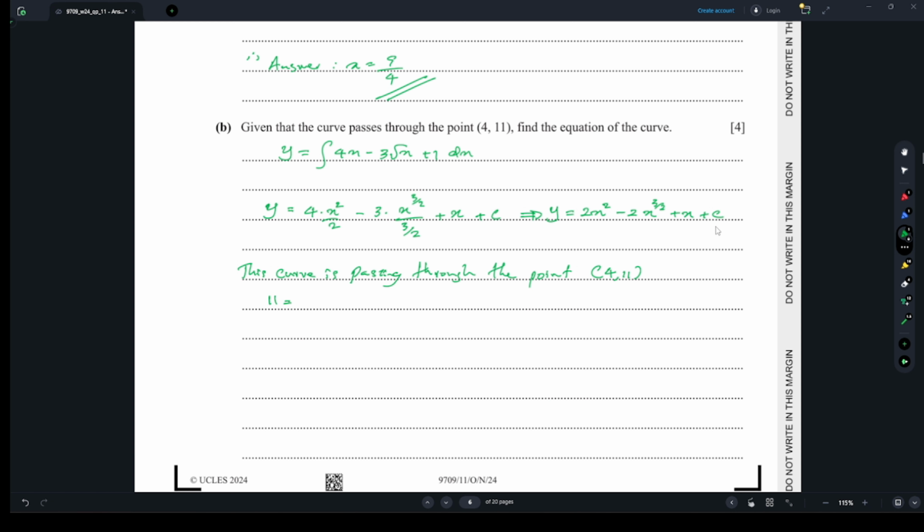So the y value is 11, and the x value is 4. So here: 4 squared minus 2 times 4 to the power 3 over 2 plus 4 plus c. So here we have 11 equals 16 minus 2 times 8, that is 16, then plus 4 plus c. So with this, you can find the c value: 16, 20, and minus 9.